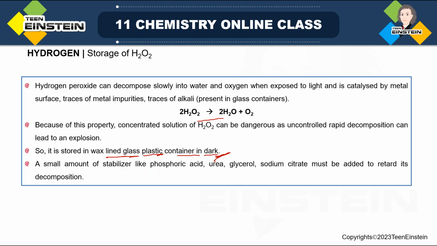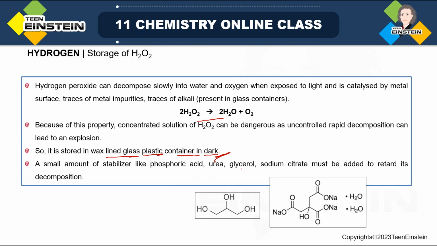A small amount of stabilizer like phosphoric acid, urea, glycerol, sodium citrate, all these molecules must be added to retard its decomposition. Some catalyst, that is metal impurity or metal surface, can act as a catalyst for this decomposition. But there are some compounds that can play the reverse role, that is, they act as stabilizers: phosphoric acid, urea, glycerol, sodium citrate. Some of these structures you can see here. This is the structure of glycerol. This is sodium citrate. I'm not saying that you have to remember it. Glycerol is a simple structure, but in case you are interested, that is why I have presented the picture. Urea is basically NH2CONH2, and phosphoric acid is H3PO4. So these are the molecules that we can use as stabilizers.